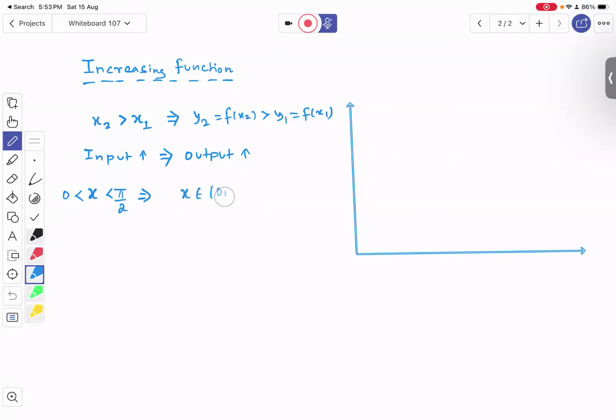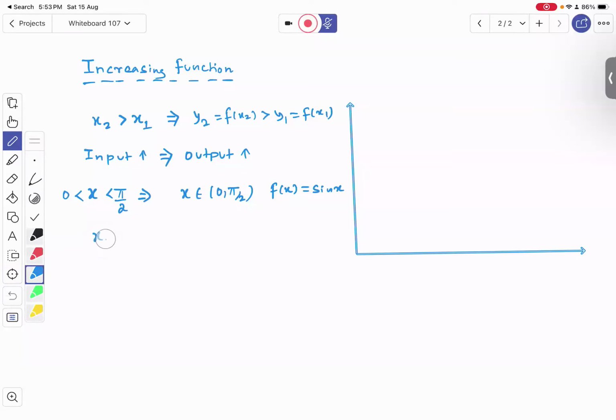x belonging to (0, pi by 2), with open brackets, means x will not be equal to 0, more than 0, and x will not be equal to pi by 2, less than pi by 2. And the function I'm talking about is sin x. So you give it any two values in this region such that one is bigger than another. For the bigger input, the output will be bigger.